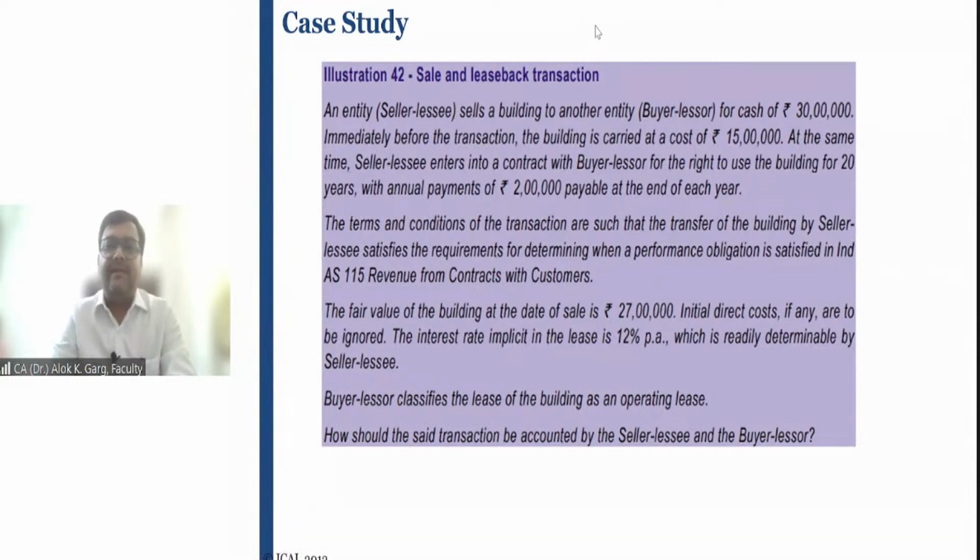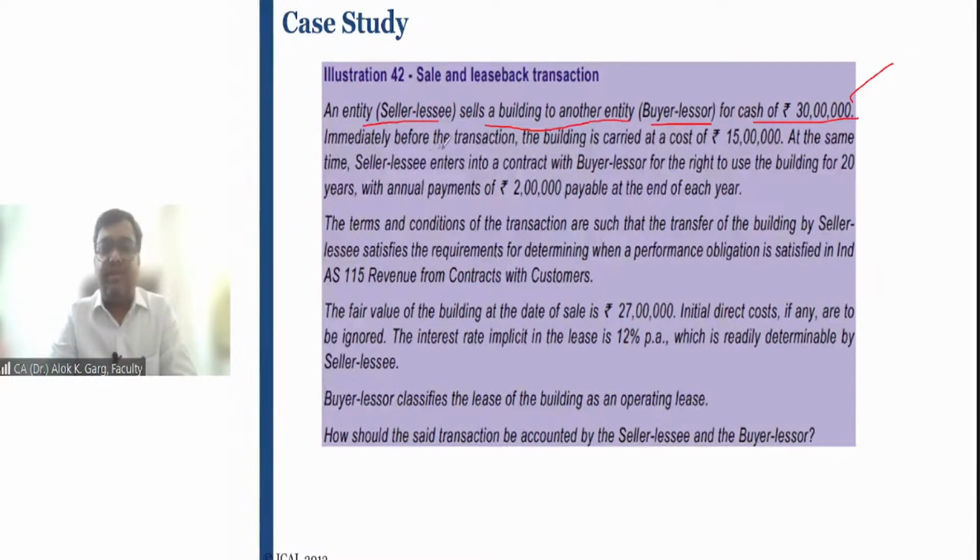An entity who is a seller lessee sells a building to another entity who is a buyer lessor for cash of rupees 30 lakh. So what is the sale consideration? 30 lakh. The sale consideration is 30 lakh.